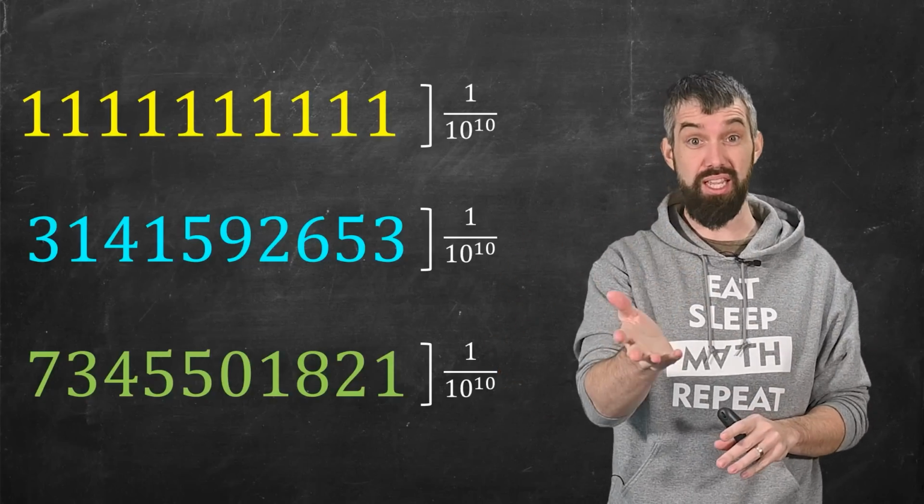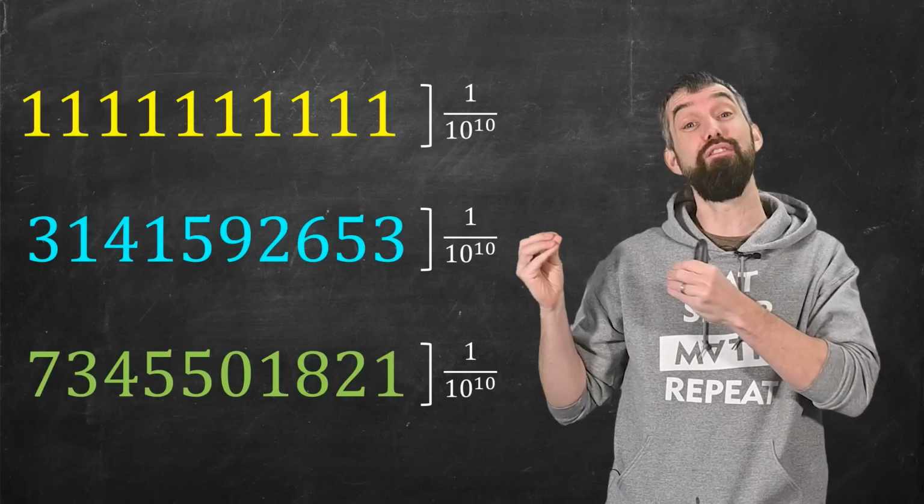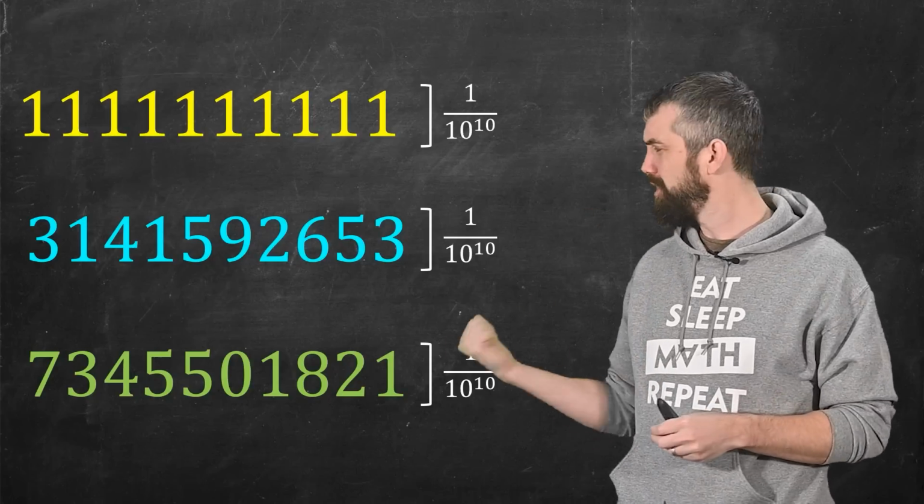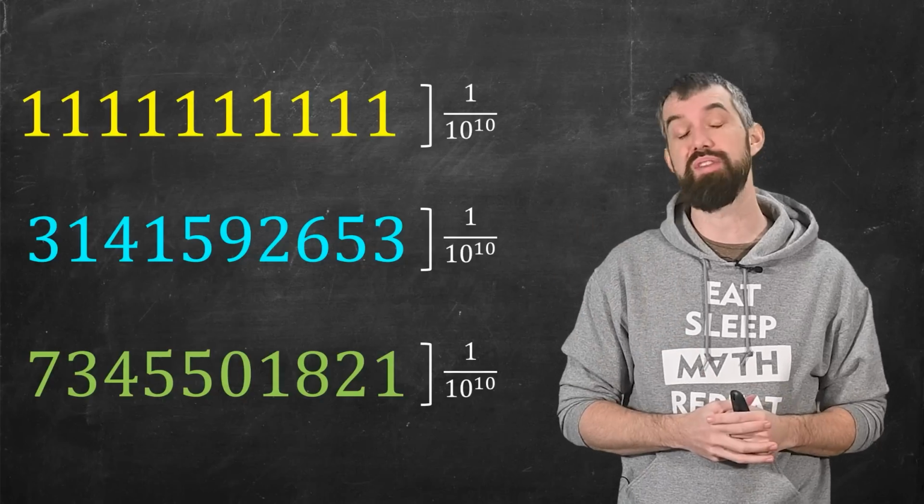The second, do you see it? 3, 1, 4, 1, 5, 9, 2, 6, 5, 3, that's the digits of pi, the first 10 of them. The third one I just made up. I'm not aware of any pattern to represent it, just types of numbers on the screen.